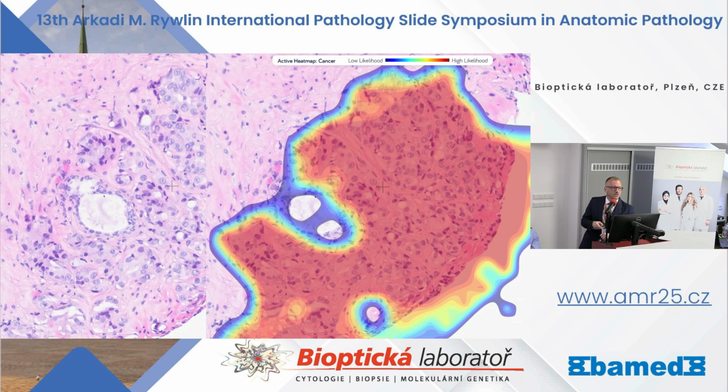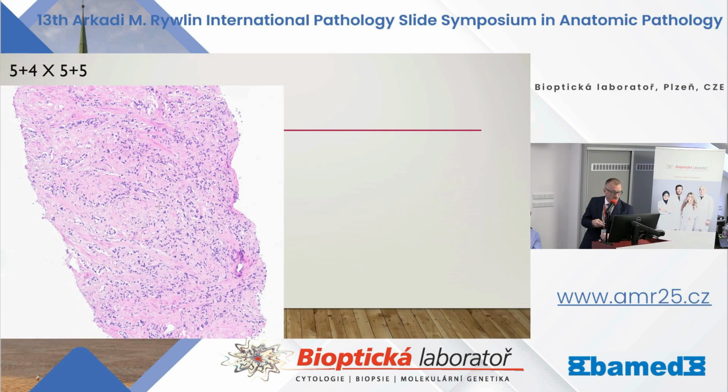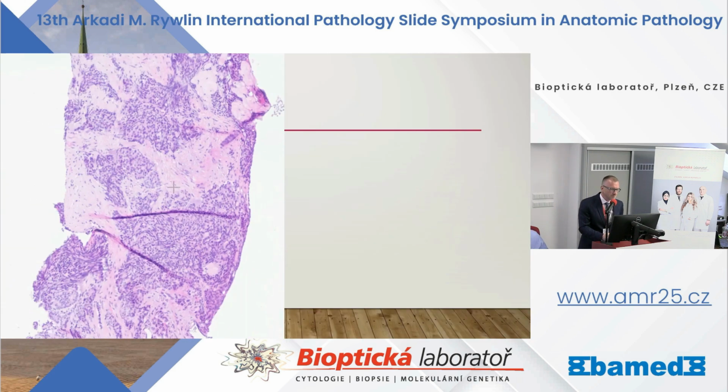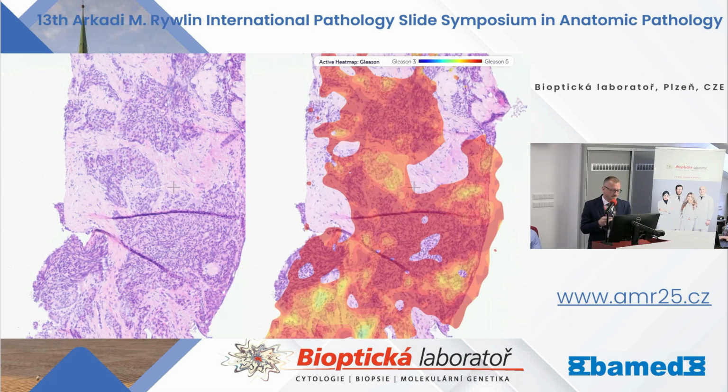So again, you really need to look all over the slide. You just can't click on anything that AI gives you. The diagnosis is upon you. 5+4 or 5+5. I see again some poorly differentiated glands, some more single cells in there, but the AI sees only 5s. So again, you need to control everything, but the AI really helps. And nice, straightforward 5+5, solid sheets. You get, again, 5+5, nice.